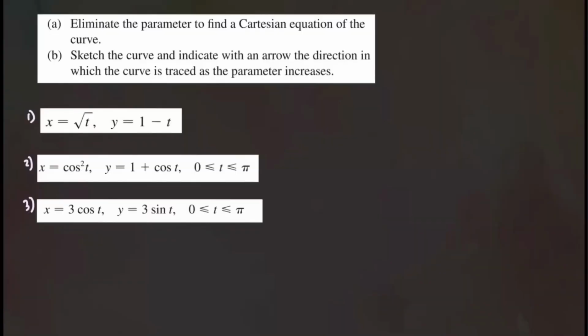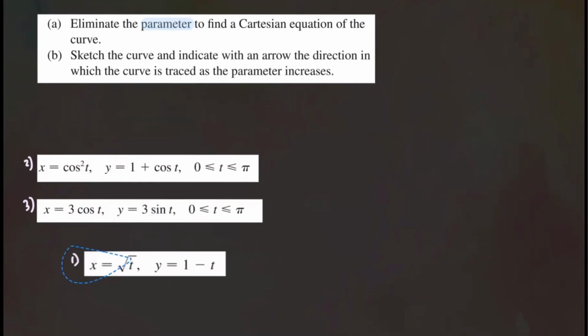All right, so let's get our hands on these equations. For all of these, we're going to eliminate the parameter. The parameter is t in this problem. Your parameter could be really any new variable other than x and y. So first, we're going to eliminate the parameter to find a Cartesian equation, meaning an equation in x and y of this given curve. And then we're going to sketch the curve, showing the direction in which t is increasing, meaning the parameter is increasing. So let's start off with the first problem.